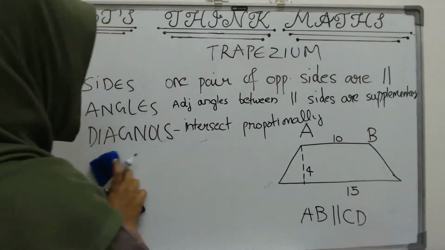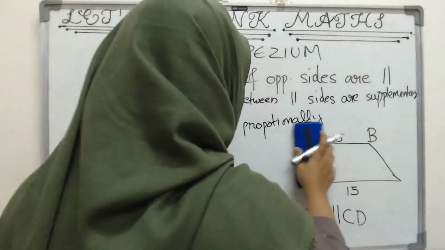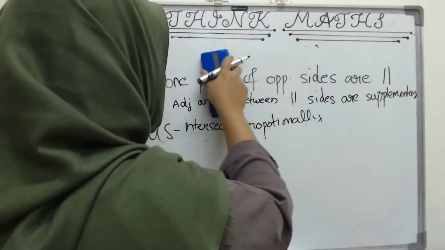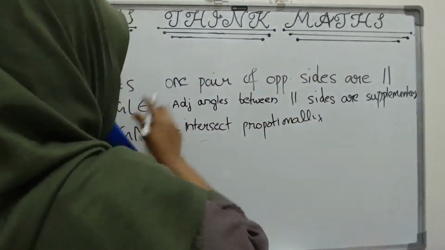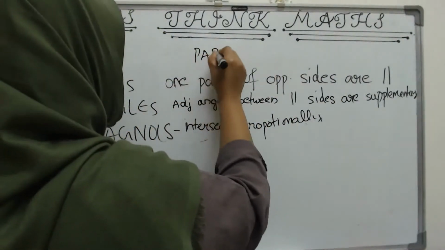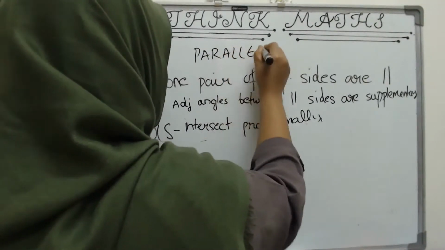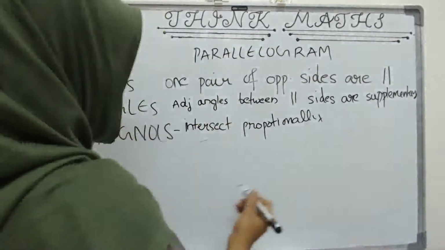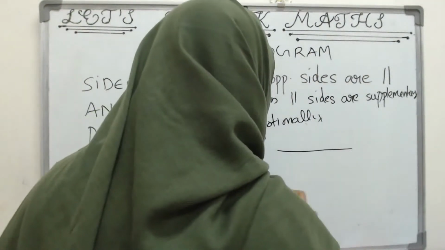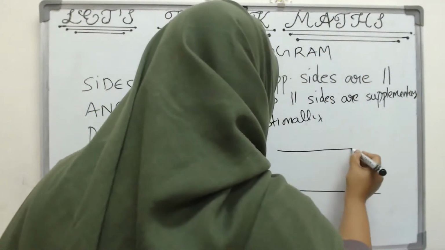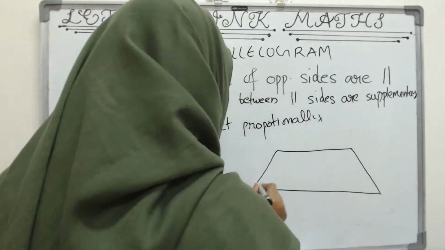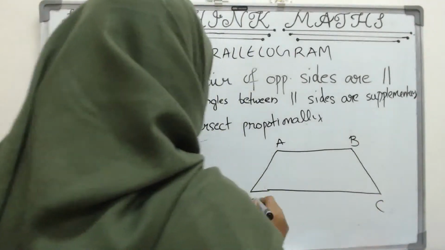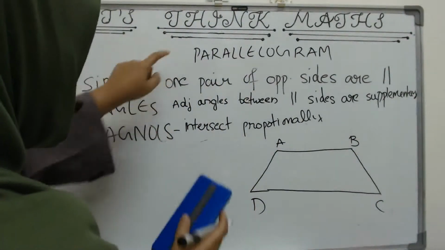The next is called a parallelogram. So how does the parallelogram differ? As I said, it satisfies all the conditions of a trapezium and a few of its own. We will see where it differs. Next we will study about a parallelogram. What was a trapezium? Two parallel sides, and the second pair of sides need not be parallel, right? So that is where the trapezium differs.